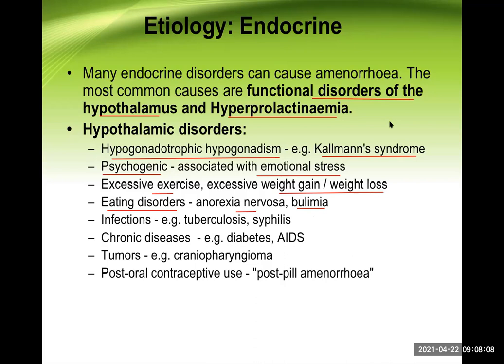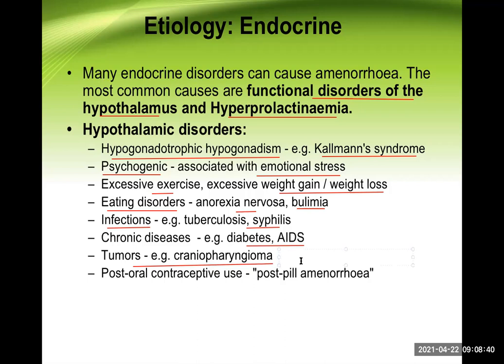Okay, these both conditions are known as eating disorders, and they are associated with endocrine problems like amenorrhea as well. Infections like tuberculosis and syphilis, if it damages the hypothalamus. Chronic disease like diabetes and even AIDS or HIV infection. Tumors like craniopharyngioma, which occurs in that region of the pituitary gland. Craniopharyngioma develops from the remnant of the pituitary gland, which is known as Rathke's pouch.